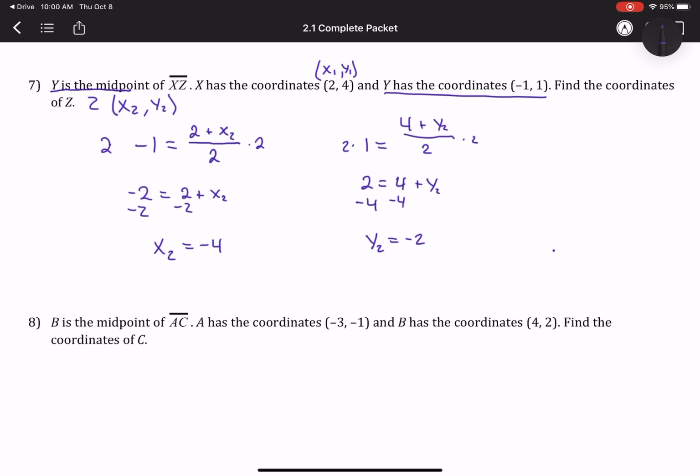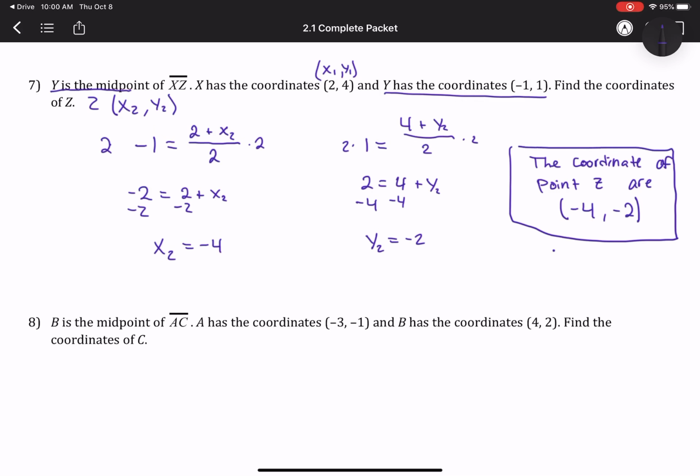So now I can give my total to say that the coordinates of point z are -4, -2. Make sure you're putting your x coordinate first and then your y coordinate.